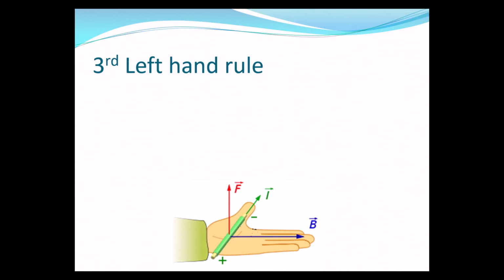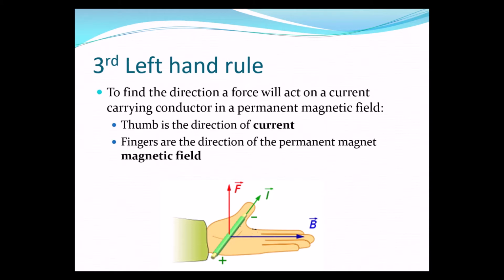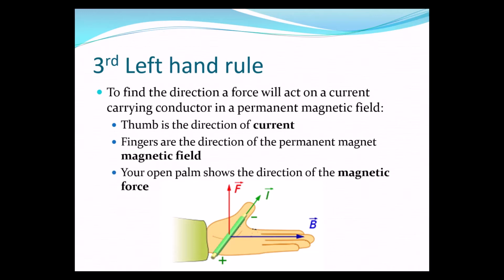You could do that, but what we're going to introduce is a third left-hand rule for situations where we have a current carrying conductor, a wire, and a magnetic field. So to find the direction a force will act on a current carrying conductor in a permanent magnetic field, your thumb is the direction of the current, your fingers are the direction of the permanent magnetic field, and then your open palm shows the direction of the magnetic force. Okay, so you can see in the picture here, thumb is the direction of the current, fingers are the direction of the magnetic field, and our palm sort of lifts it up here, and that's the direction of the force.